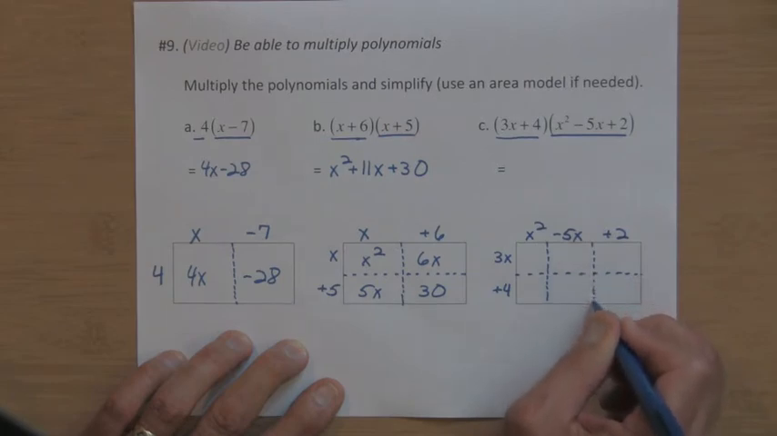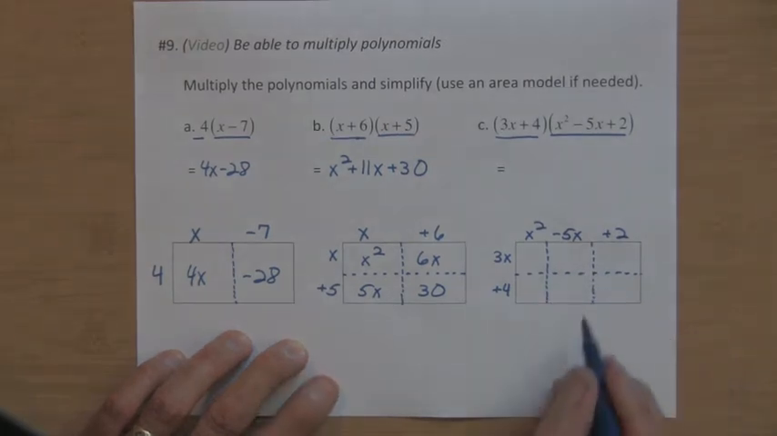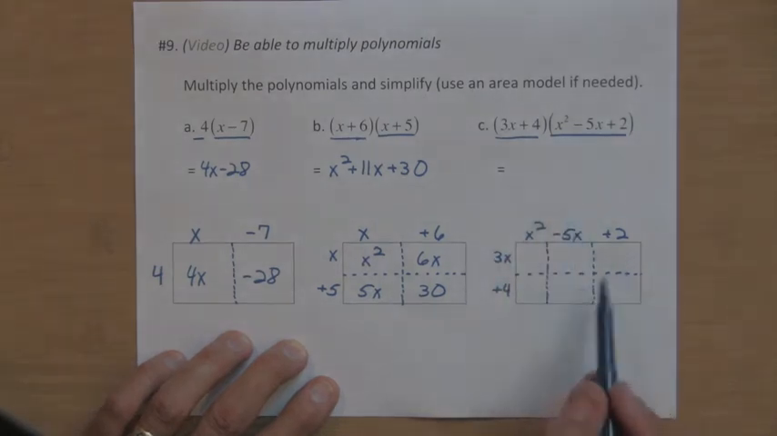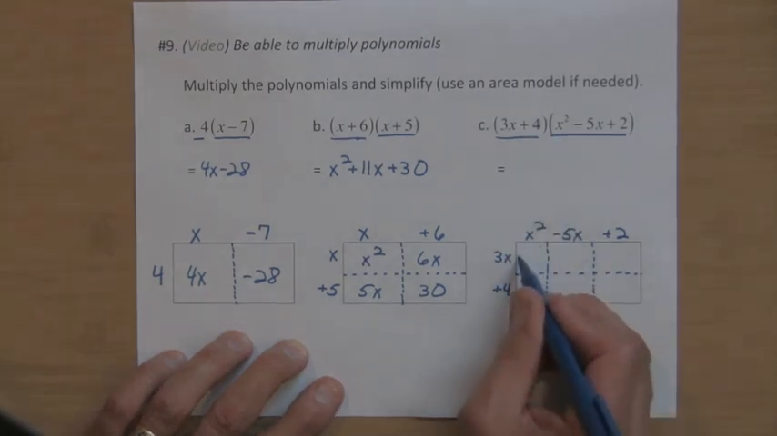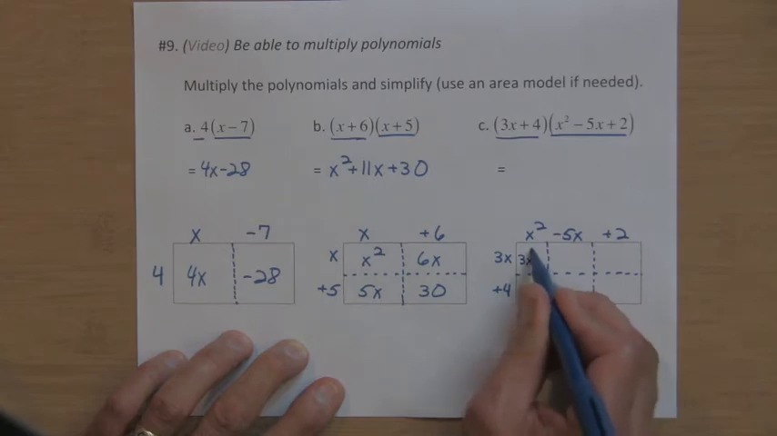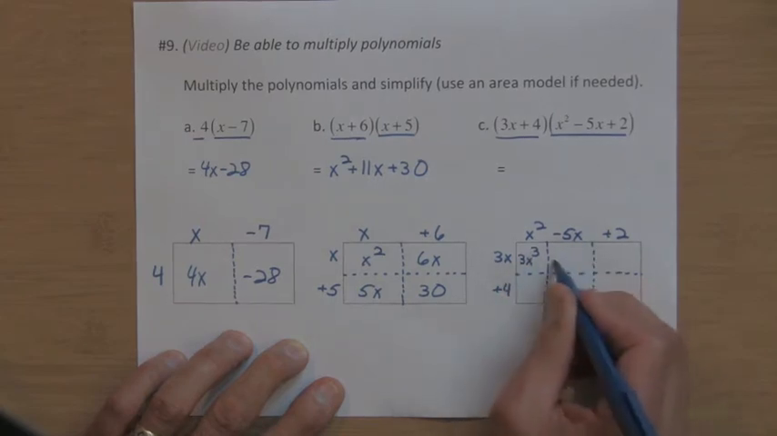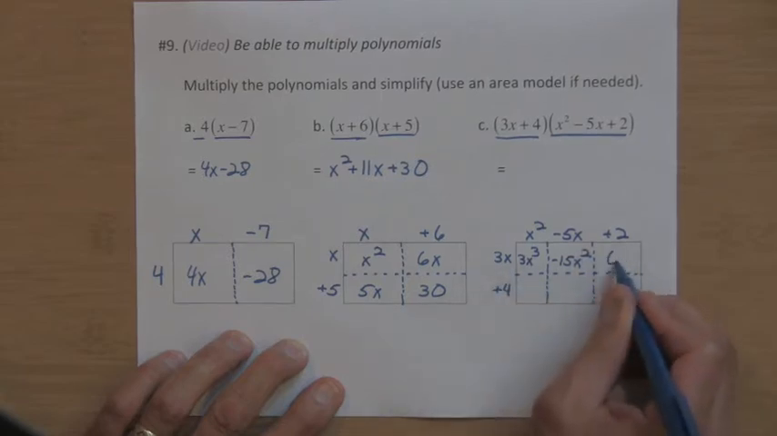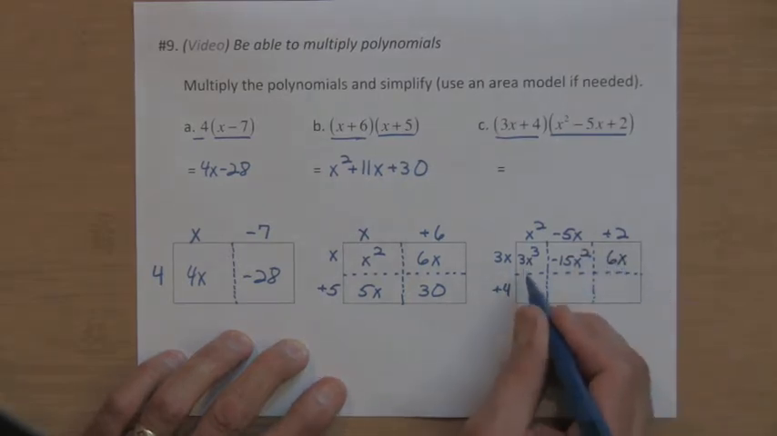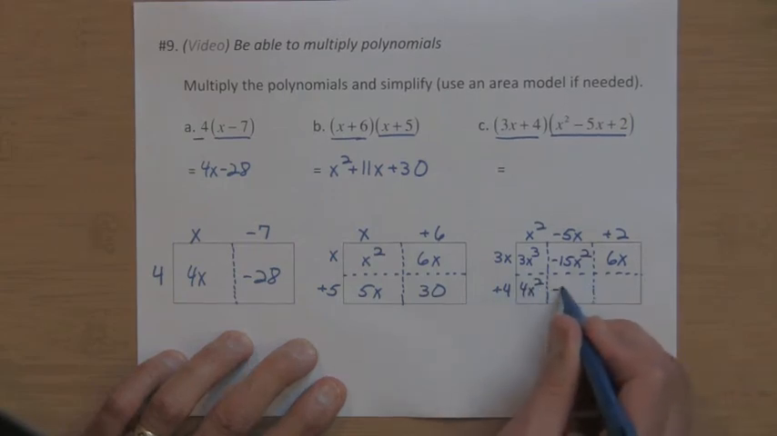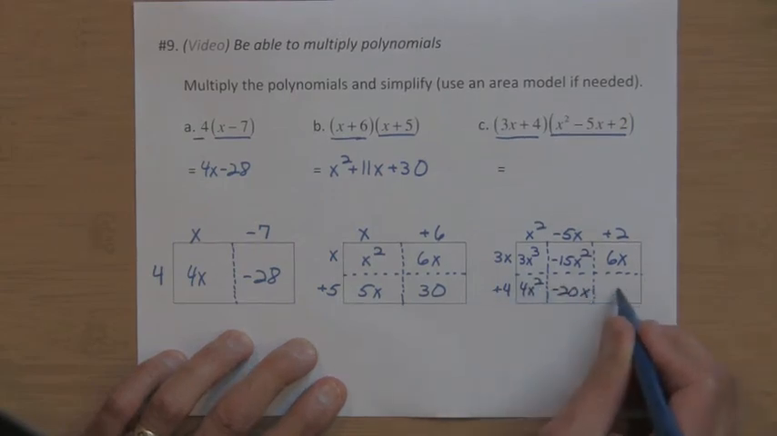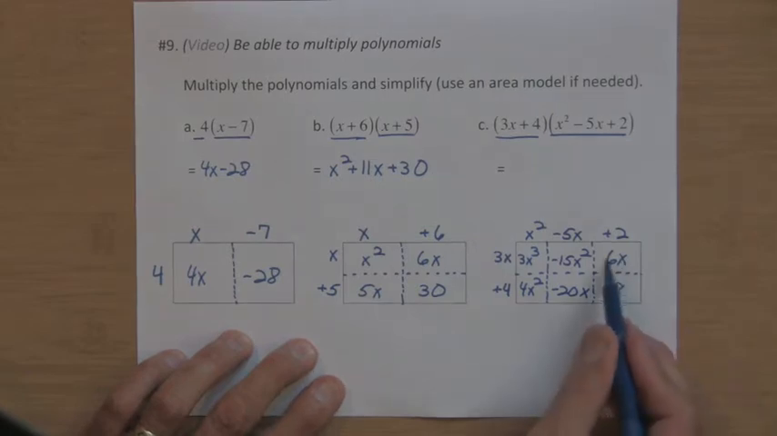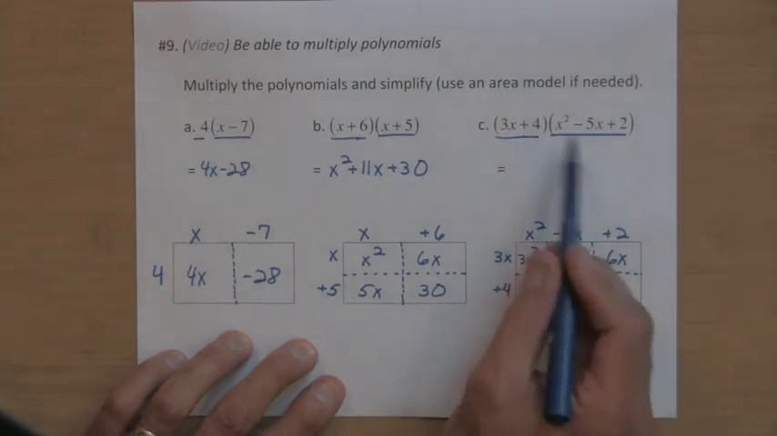And I find the area of all the smaller parts, and then add up all six little cubbies, and that's the product of these two polynomials in that area model. So 3x times x squared is 3x cubed. 3x times minus 5x is minus 15x squared. 3x times 2 is 6x. And now the bottom row, 4 times x squared, 4x squared. 4 times minus 5x is minus 20x, and 4 times 2 is 8. So these six cubbies are the product of these two polynomials.